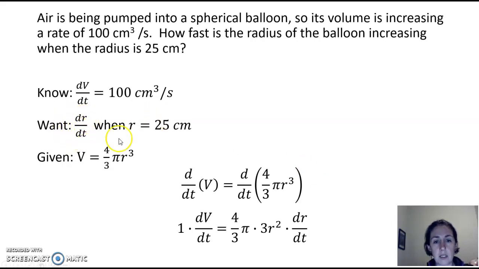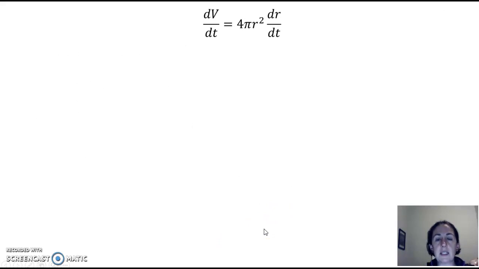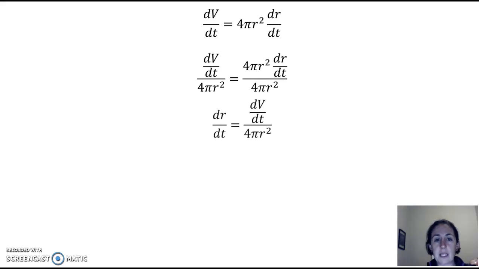Notice we want dr/dt, so this is what we're going to have to solve for here. Now first, notice this 3 and this 3 are going to cancel. So we have that dV/dt is 4 pi r squared dr/dt. And dr/dt is what we're trying to solve for, so we'll divide both sides by that 4 pi r squared, and we get that dr/dt is dV/dt divided by 4 pi r squared.